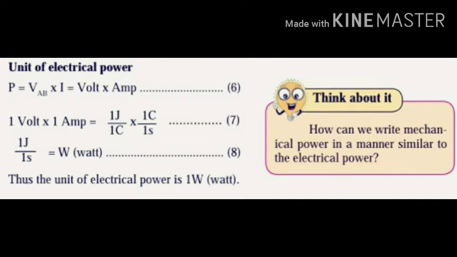Now, unit of electrical power. P is equal to VAB into I. The unit of V is volt and of I is ampere. Therefore 1 volt into 1 ampere is equal to 1 joule upon 1 coulomb into 1 coulomb upon 1 second. 1 coulomb gets cancelled. We get 1 joule upon second, that is equal to W, which is watt. Thus the unit of electrical power is 1 watt.